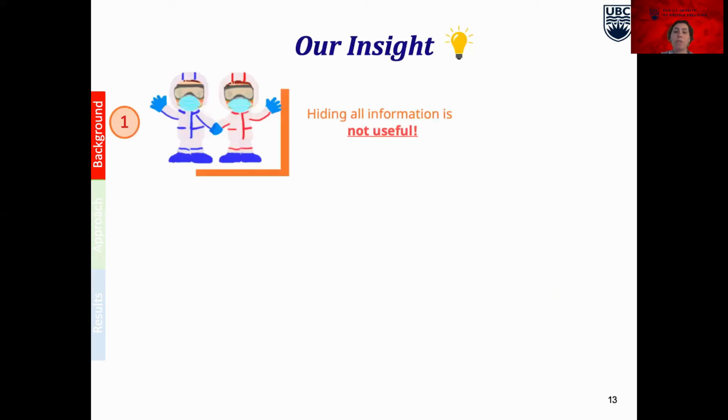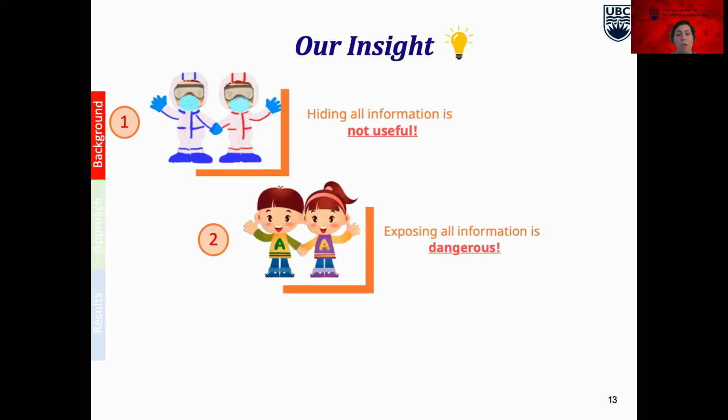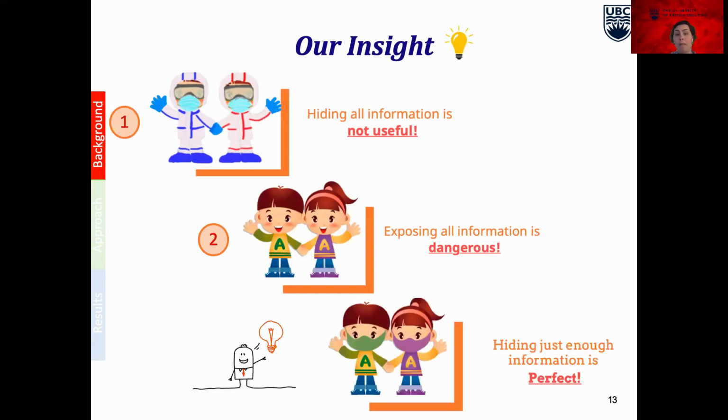So just as we saw in the cartoon at the beginning of this talk, hiding too much information from SMT solvers, as in the case of DSC, is not useful. On the other hand, exposing too much information to SMT solvers, as impacted summaries does, is also dangerous. And that's where our insight comes in. We aim to find an optimal abstraction which hides complex statements not necessary for establishing equivalence, while keeping the statements that are needed to prove equivalence.